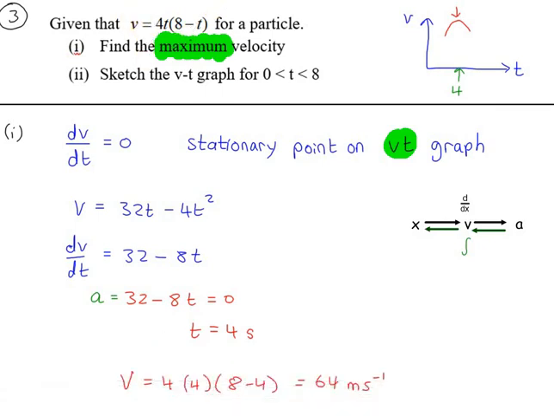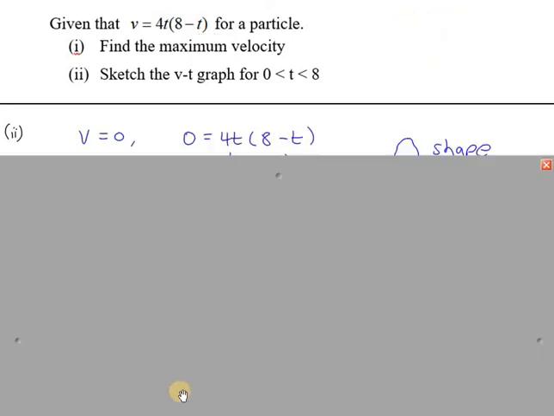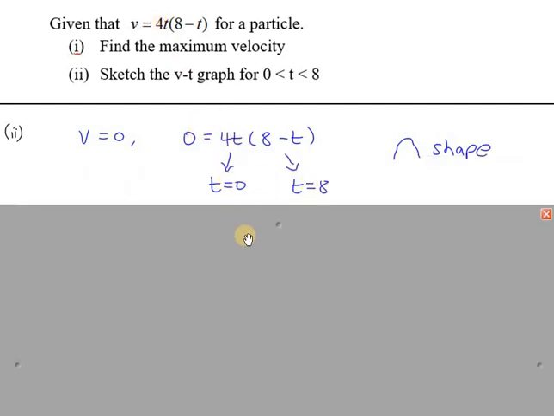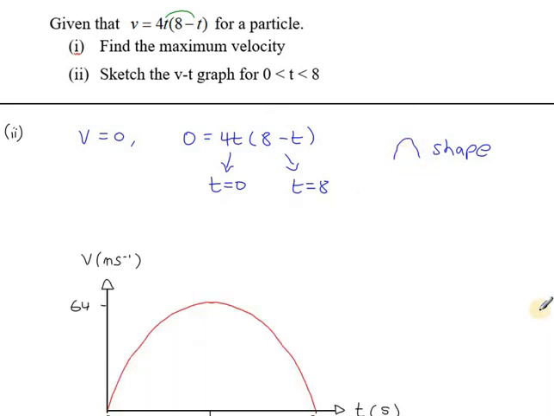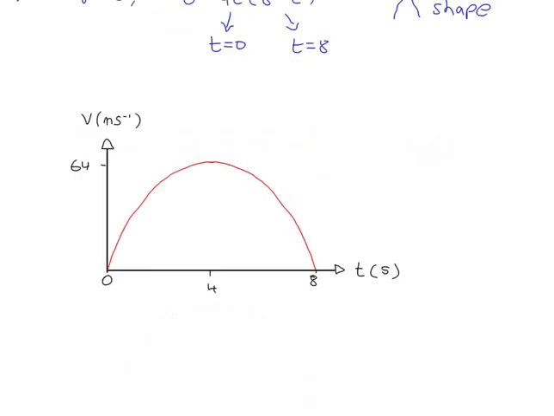To sketch the graph, and this is just a quadratic graph, if we solve for v equals 0 to work out roots, we have two roots, and that would give you a negative quadratic term, so an n-shaped graph. So we have this, and there's the maximum, t equals 4, maximum velocity, 64 meters per second.